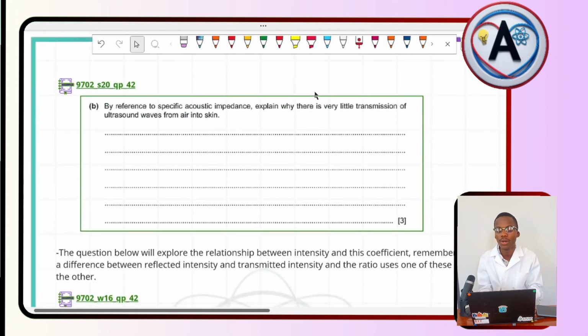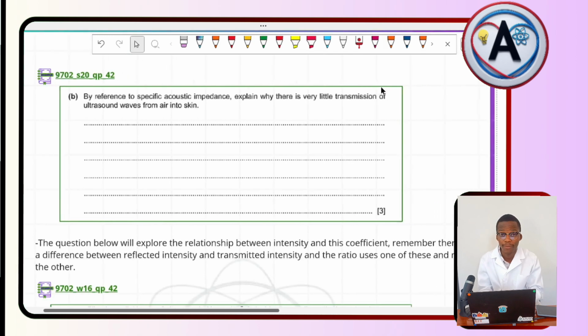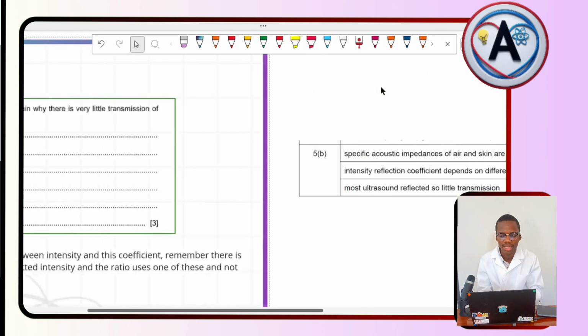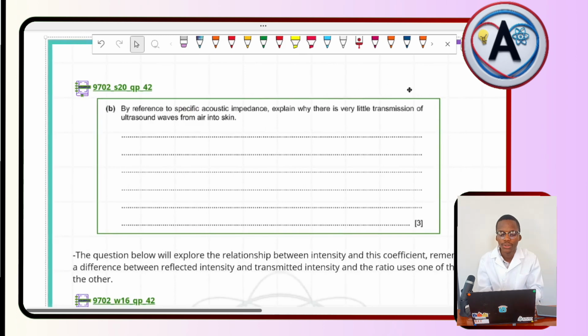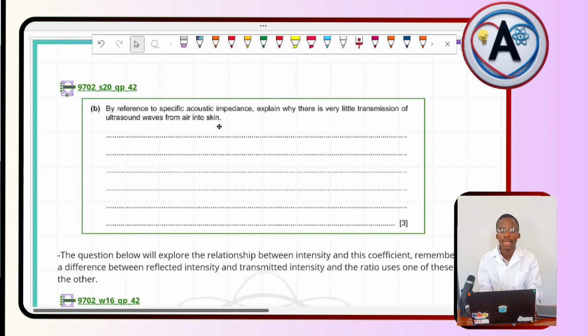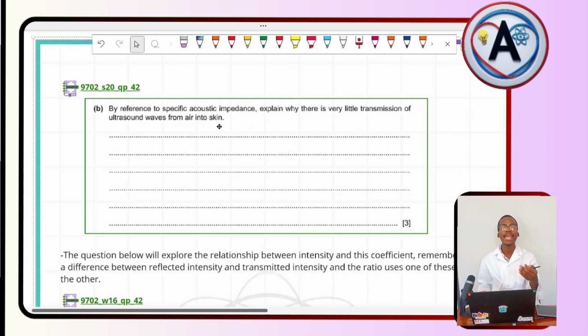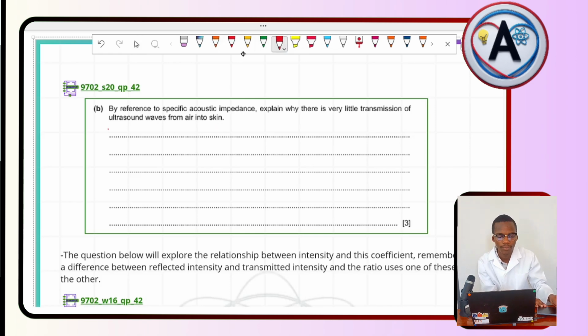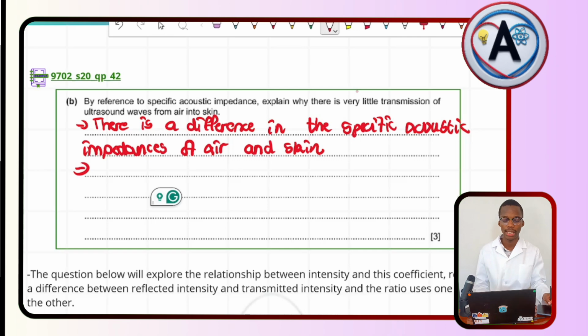The next question: by reference to specific acoustic impedances, explain why there's very little transmission of ultrasound from air to skin. Actually, the second from last one, rather. Okay, so why is there little transmission of ultrasound from air into skin? We already know that air is going to have a lower specific acoustic impedance than skin because of the differences in density. So we can effectively just say there is a difference in specific acoustic impedances of air and skin, so we can say Z of skin is greater than Z of air.